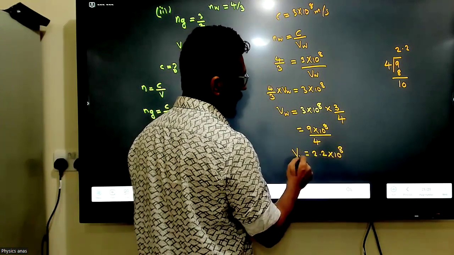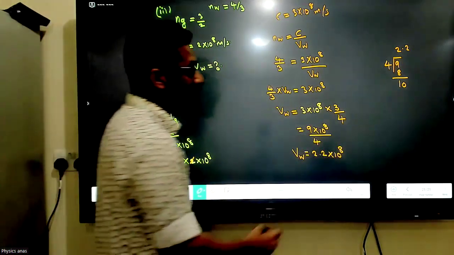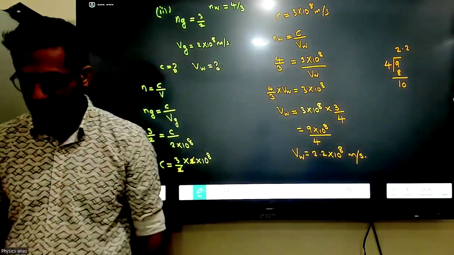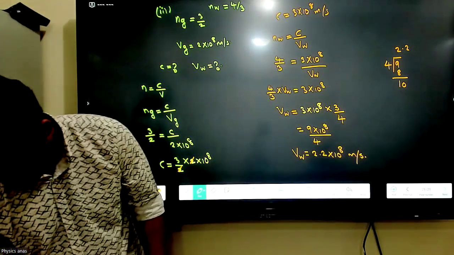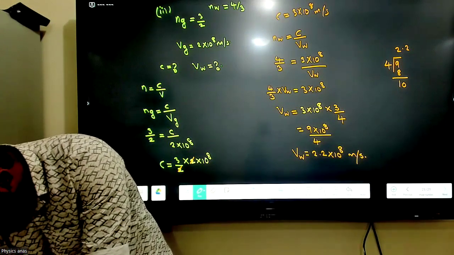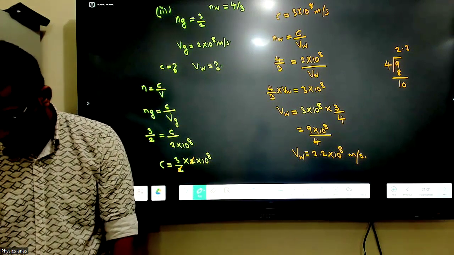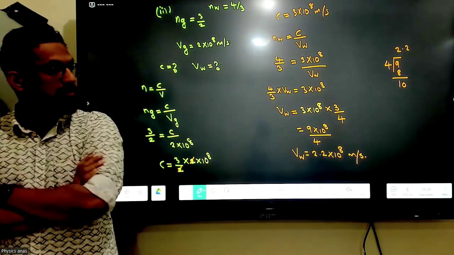That's VW, velocity of light in water. Did you get it? Velocity of light in water. So we have completed question 108.